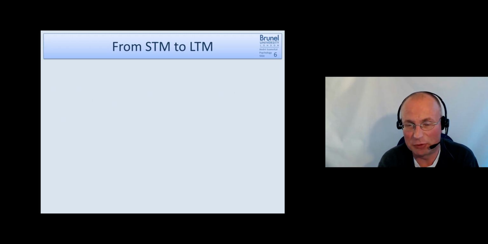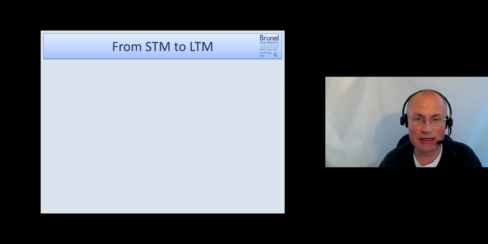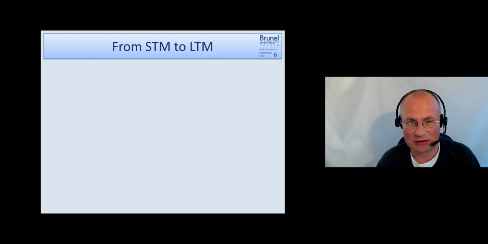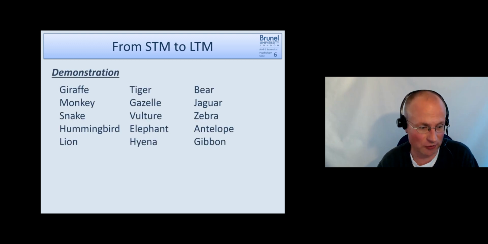Often this is the prime strategy if you want to learn vocabulary of a new language or something like that, if you really have something where you want to do this rote rehearsal. Okay, then please get ready and try to memorize these names of animals just by using rote rehearsal. Okay, ready, set, and go.